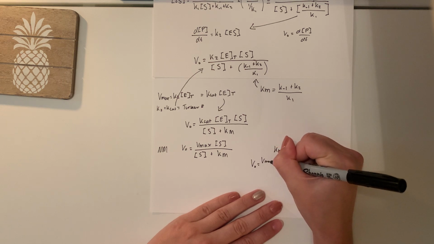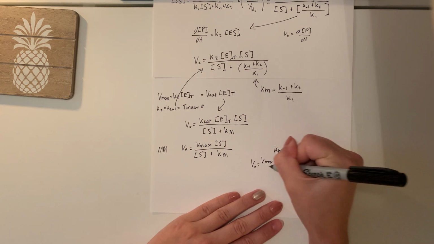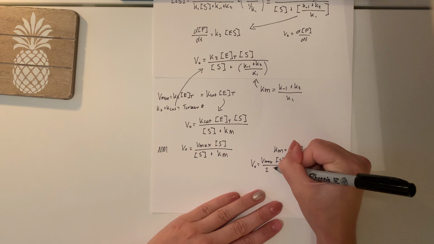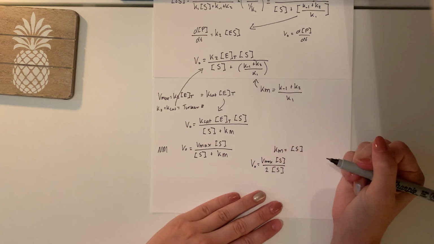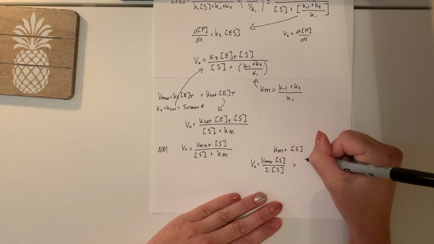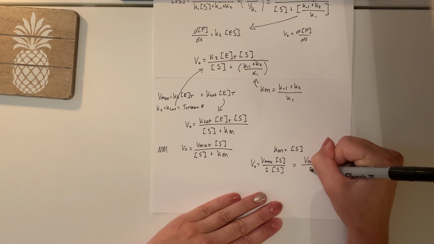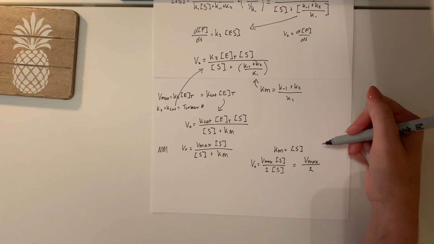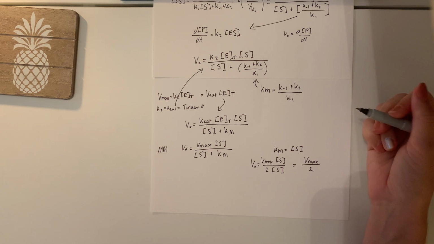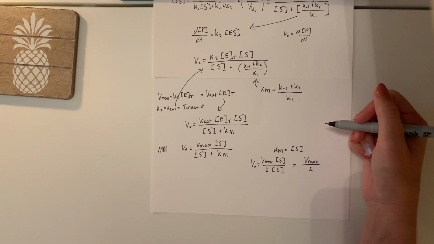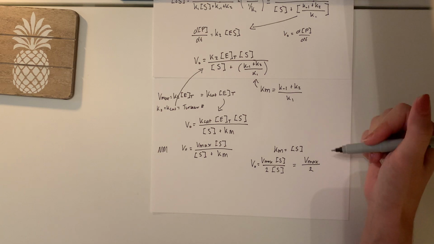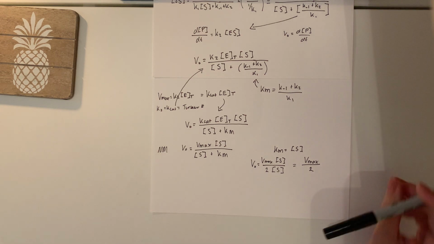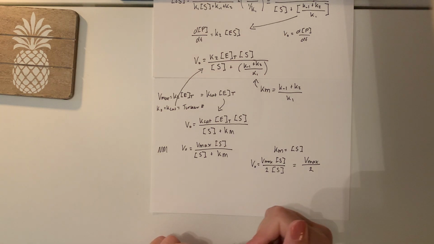That'll be over 2 times the substrate concentration, which would give us Vmax divided by 2, or half Vmax. So this confirms that when Km is equal to the substrate concentration, the rate is in fact half of Vmax. So that confirms what we know there.